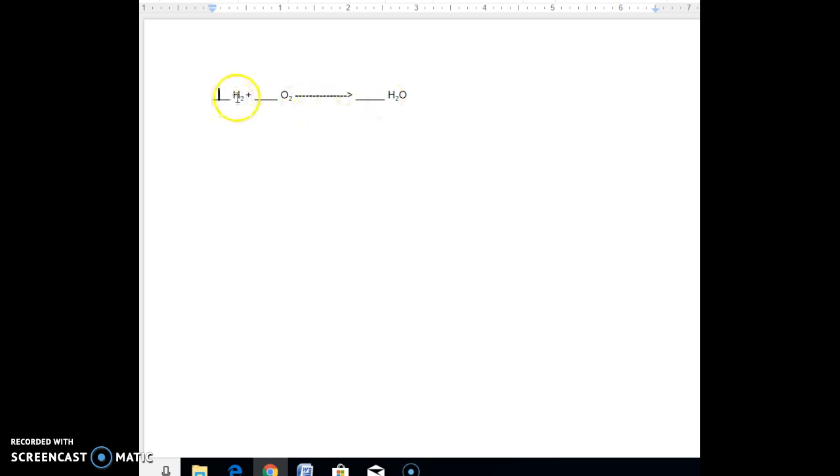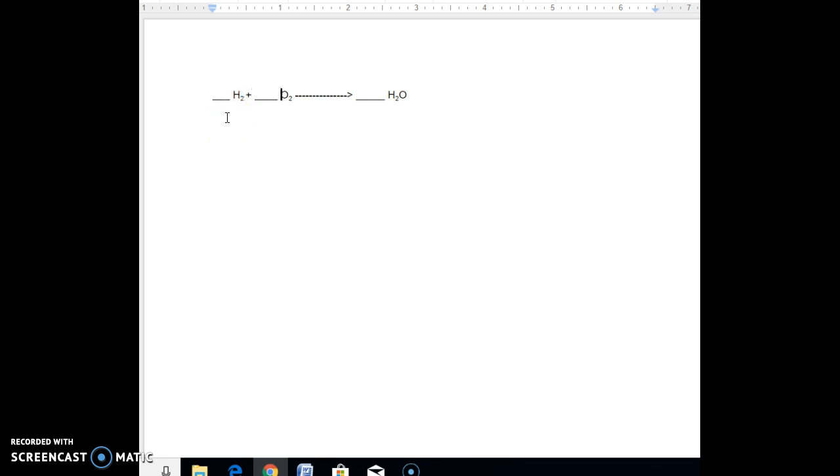So you're going to check this H2 right here. How many hydrogens do we have here? We have two right here. So we are going to see if you have exactly the same number on the right side. Here I have two hydrogens. So this is balanced. We don't have to worry about this one anymore.